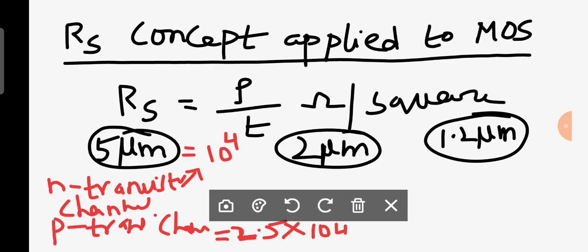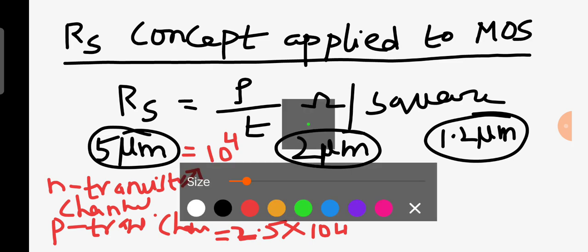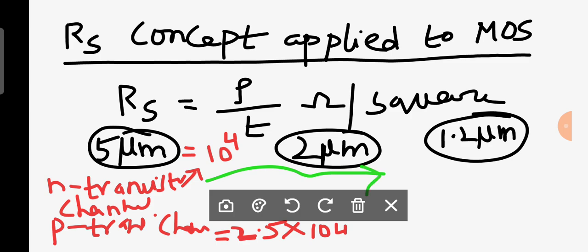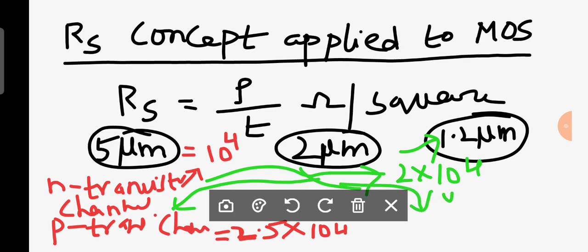Is it clear? Whereas in 2 micrometer technology, for N transistor channel, it is 2 into 10 to the power of 4, and similarly for 1.2 also. Whereas for P transistor channel, the value is 4.5 into 10 to the power of 4. Just you have to remember these typical values of sheet resistance. Now we are going to apply this concept for MOSFETs. Now we know that very well.